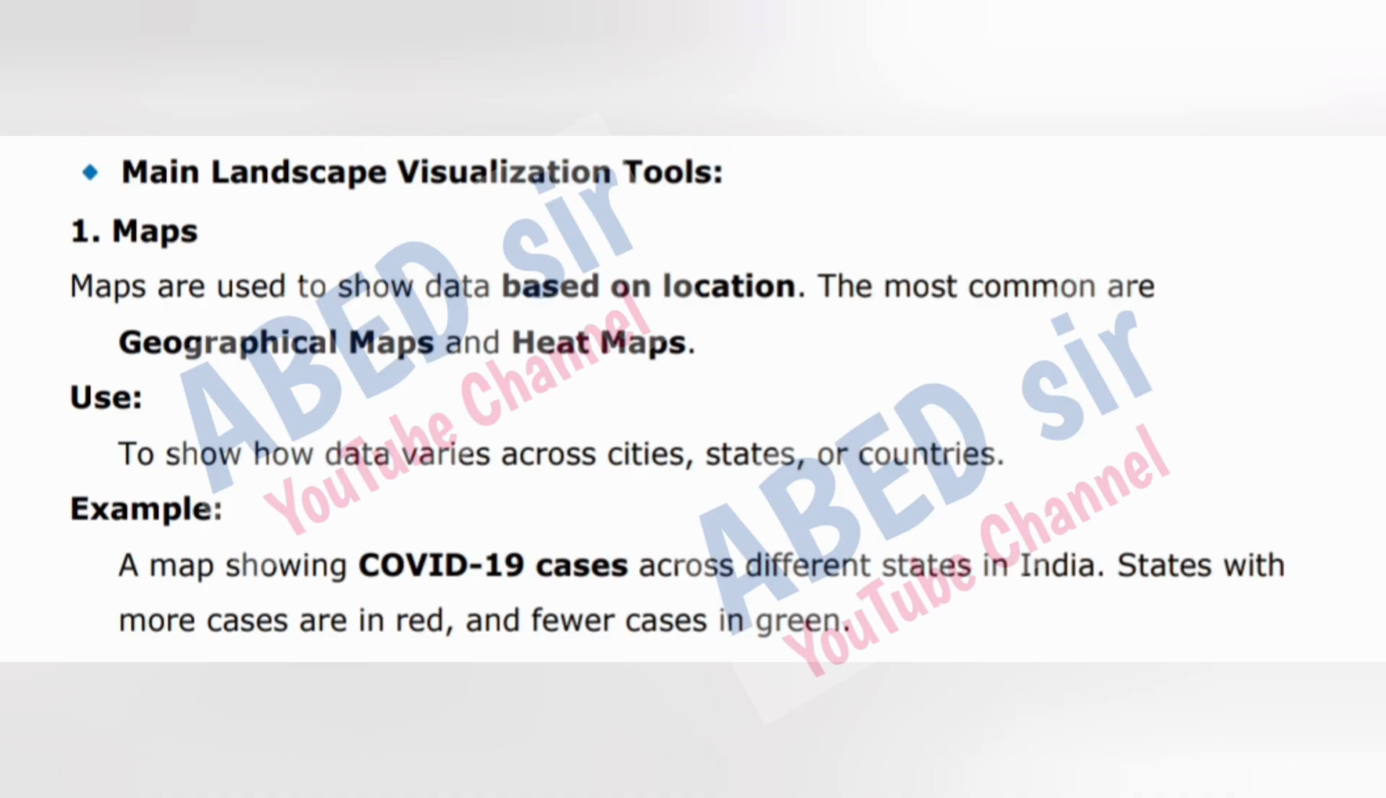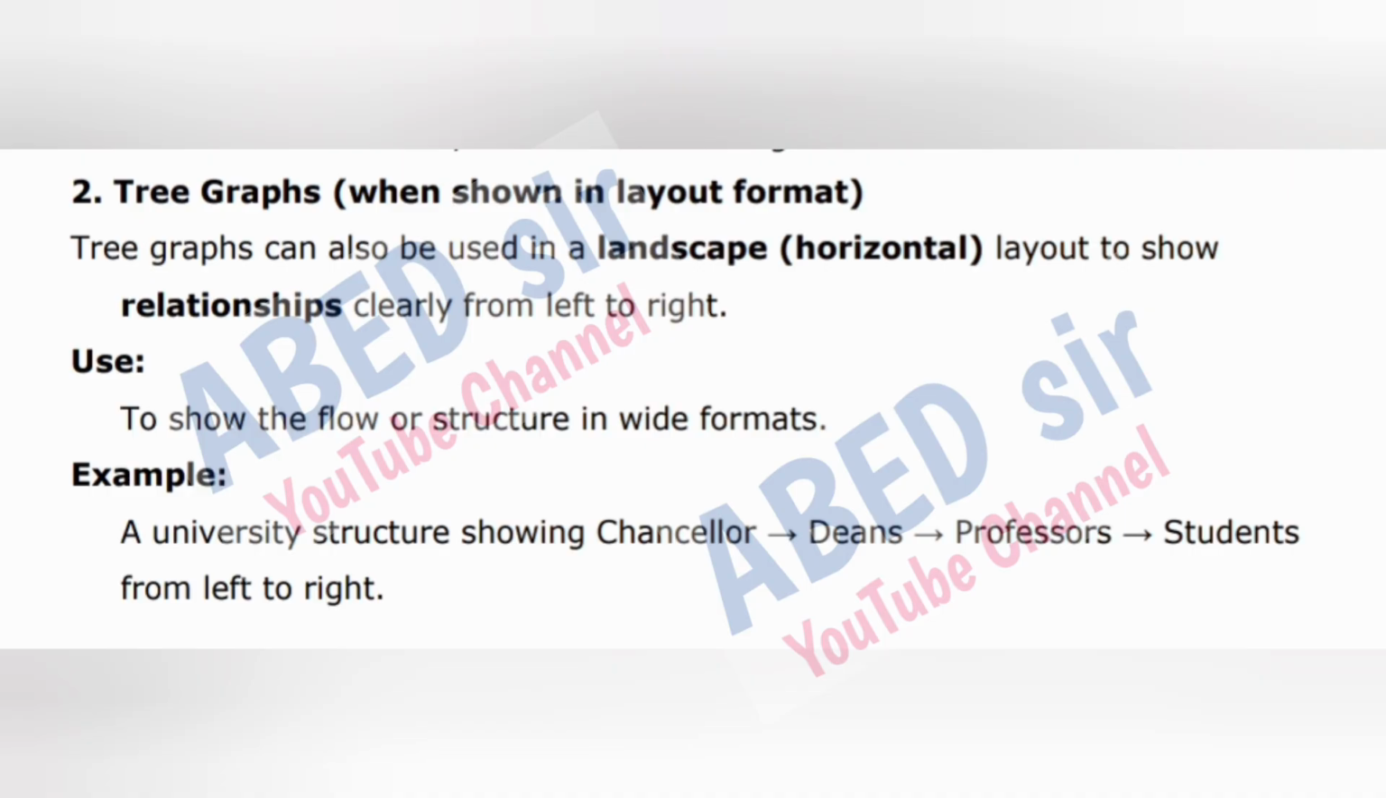Example: a map showing COVID-19 cases across different states in India. States with more cases are in red, and fewer cases in green. 2. Tree graphs, when shown in layout format.